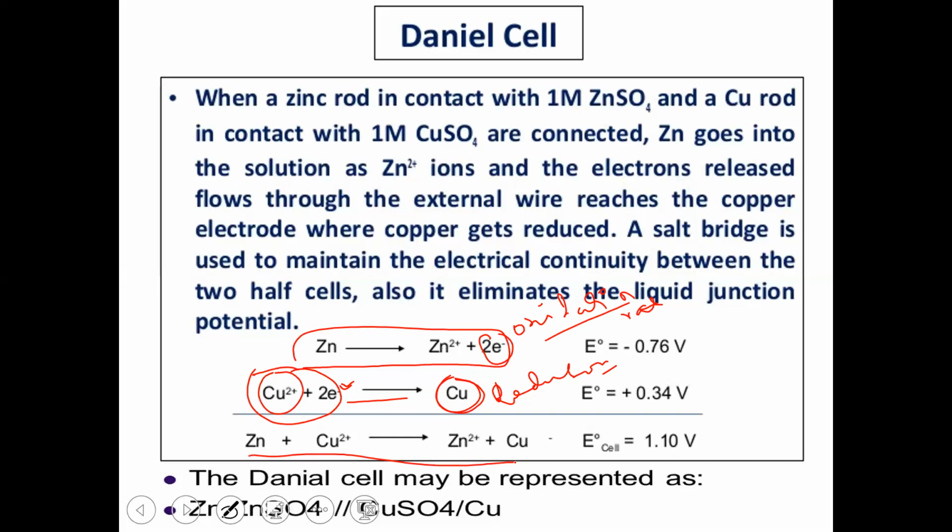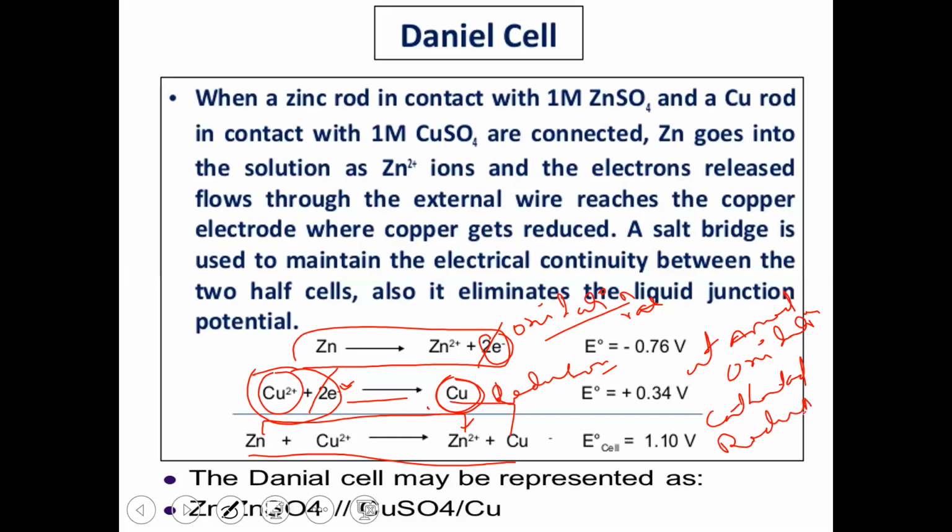Here is the total net reaction. After cancelling the two electrons, we get the total net reaction of the Daniell cell: zinc plus Cu2+ gives rise to Zn2+ plus copper. Here zinc converts to Zn2+, which is oxidation. And Cu2+ becomes Cu, which means it is reduced. So remember: what type of reactions take place at the anode? Oxidation reactions take place at the anode. At the cathode, what type of reactions take place? Reduction reactions take place at the cathode.